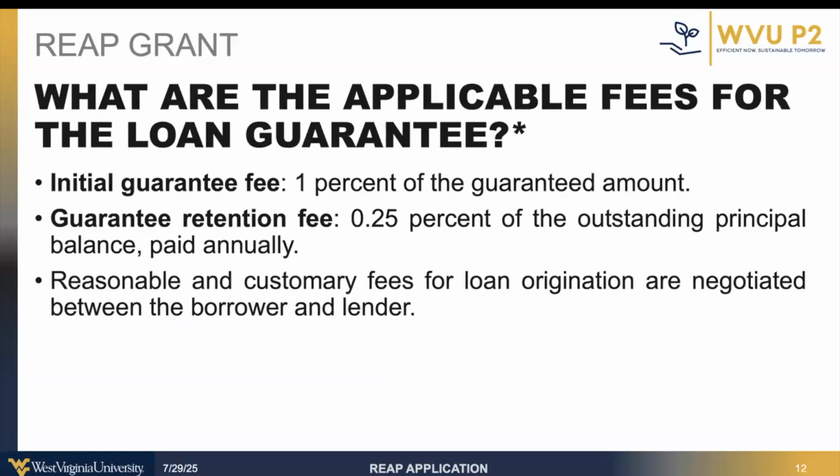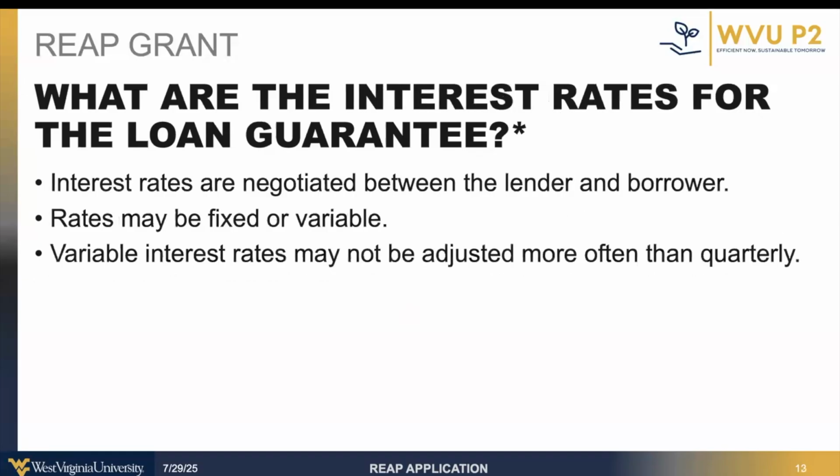Loan fees apply if you're interested in taking a loan guarantee. There's an upfront fee of 1% and an annual retention fee of 0.25% on the remaining loan amount. Other fees depend on your lender. Interest rates are set between you and your lender. They can be fixed or variable. Just know that if it's variable, the rate can only change once per quarter, not more than that.